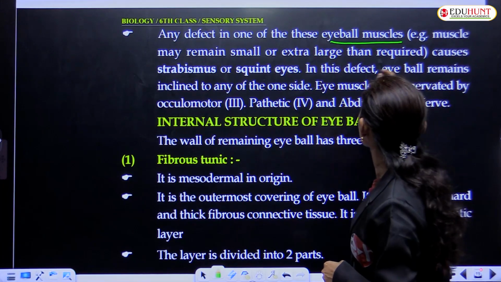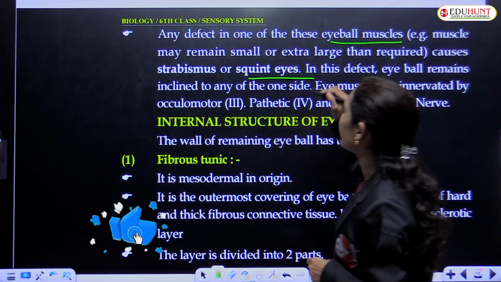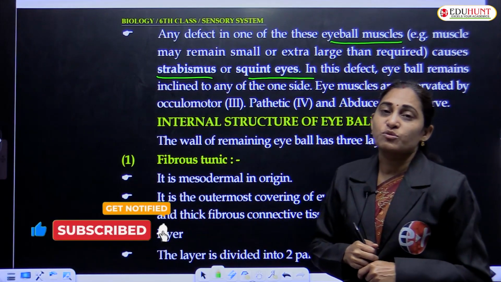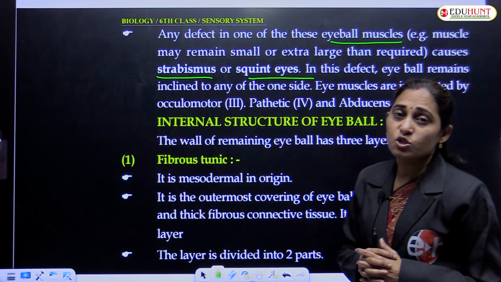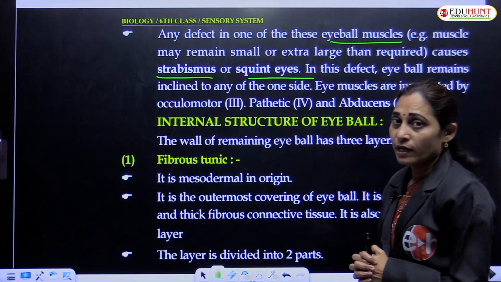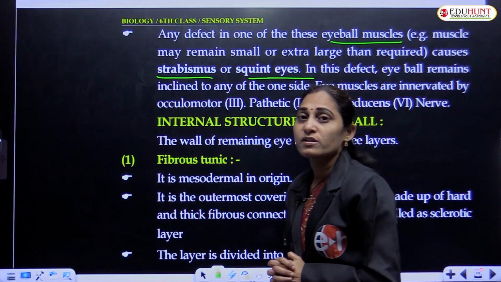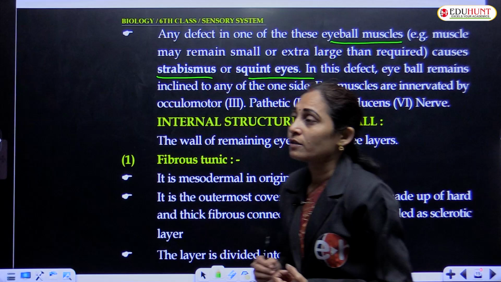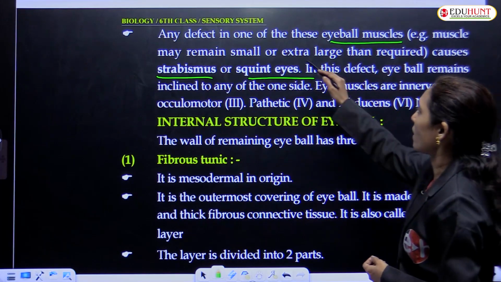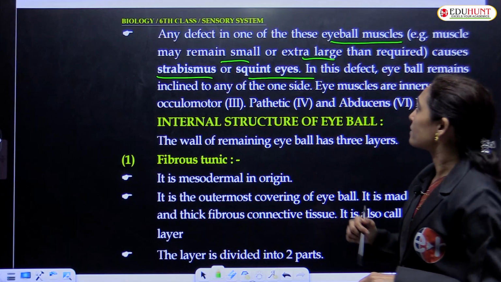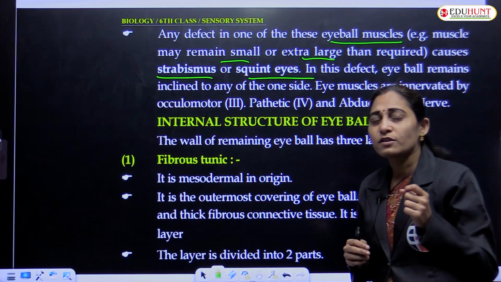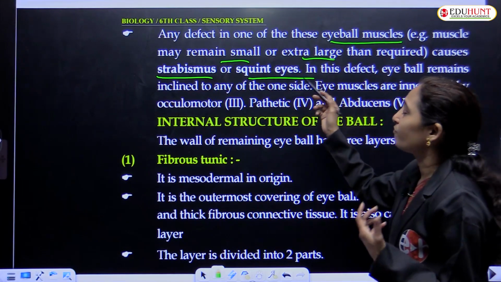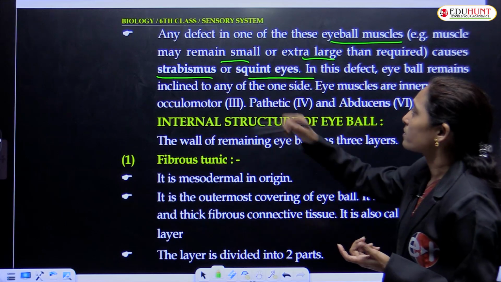But in the case of squint eye, or otherwise called strabismus, the abnormal length of the eyeball muscles causes the squint eye. The muscles may be smaller than the normal length, or they may be larger than the normal length. They cause the defect in eyeball rotation, that is squint eye.